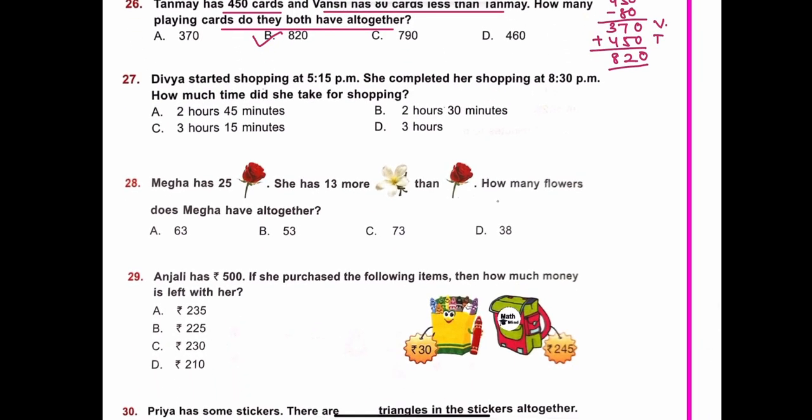Question 27. Divya started shopping at 5:15 p.m. She completed her shopping at 8:30 p.m. How much time did she take for shopping? Okay. So in this we can simply subtract the given times like this. These are the hours and these are the minutes. So subtract hours from the hours and minutes from the minutes. So we will get 3 hours 15 minutes. Option C.